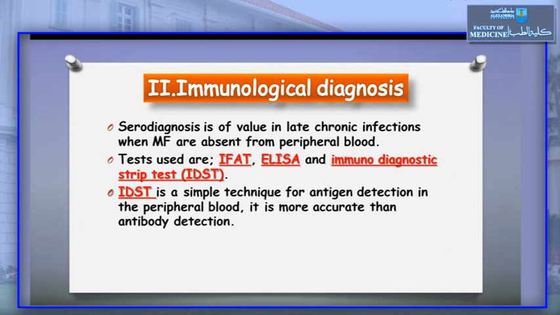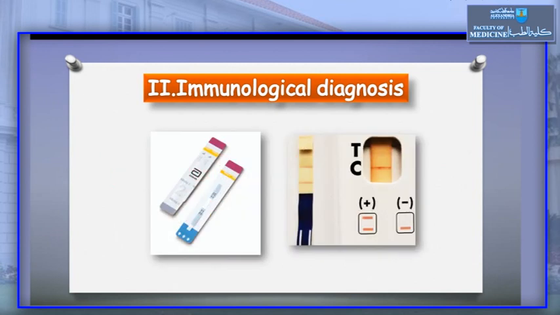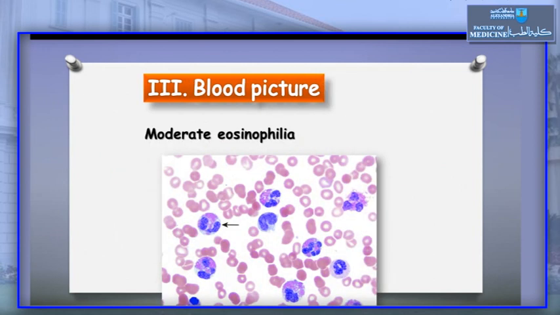Additionally, adults can be seen in biopsies taken from affected lymph nodes, and ultrasonography or even X-rays can show calcified adults. Regarding immunological diagnosis, serodiagnosis is of value only in late chronic infections when microfilaria are absent from the peripheral blood. Many tests can be used, for example indirect fluorescent antibody technique, ELISA, or the immunodiagnostic strip test, in which antigen detection is examined instead of antibody detection. This is the shape of the immunodiagnostic strip test.